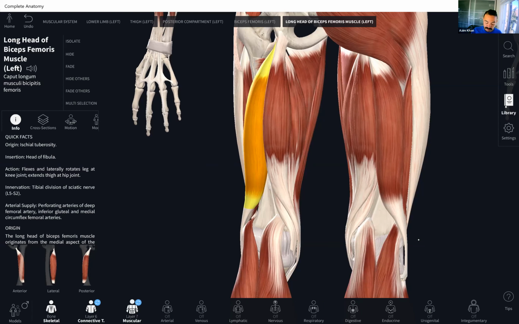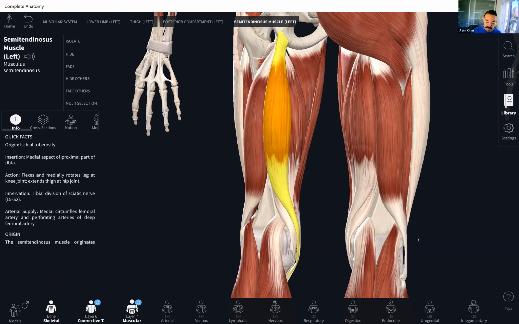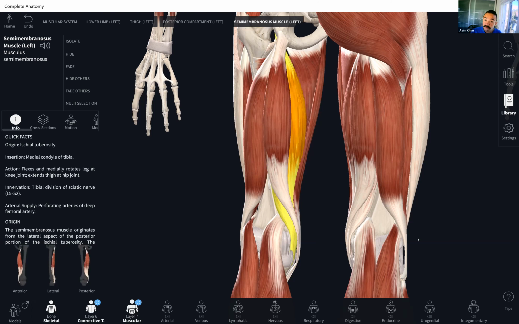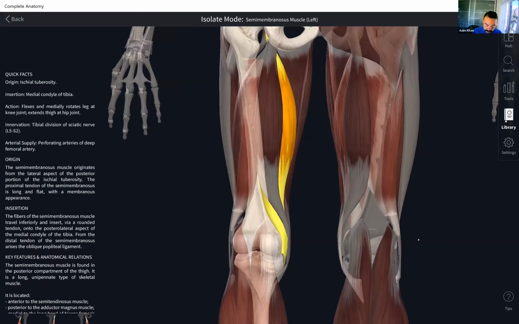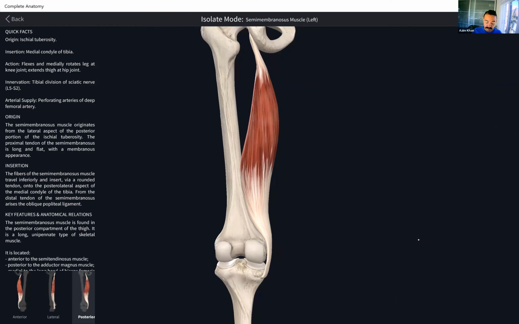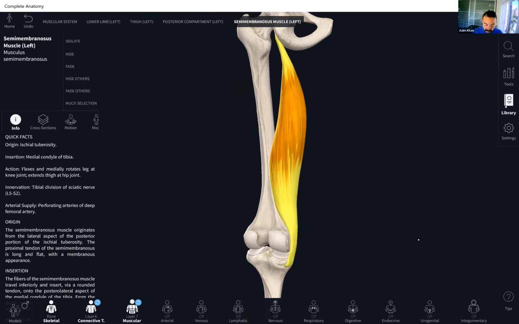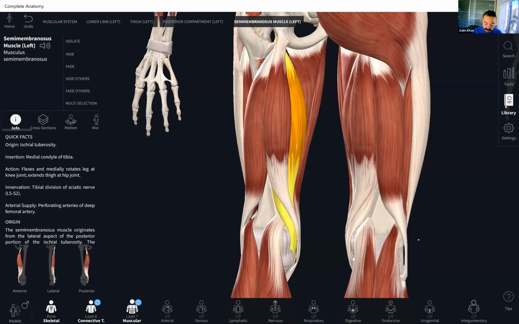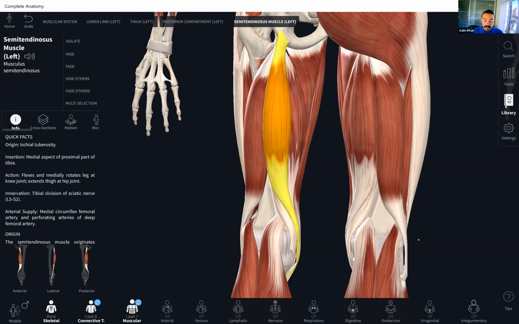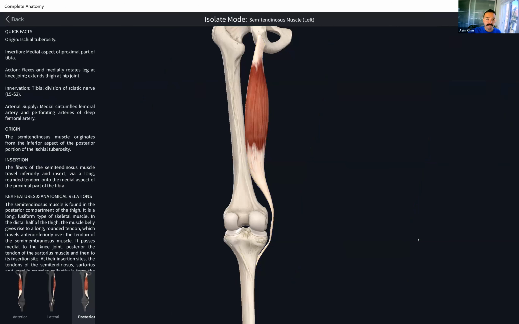Semitendinosus is on top. It's long and tendon-like, attaching from the ischial tuberosity down to the tibia, medial side. Semimembranosus is hiding underneath it. You'll see this is a common theme where you've got one muscle on top of another that do similar things. Let me isolate it so you can see it better. That's semimembranosus. Semitendinosus is on top. There's semitendinosus.